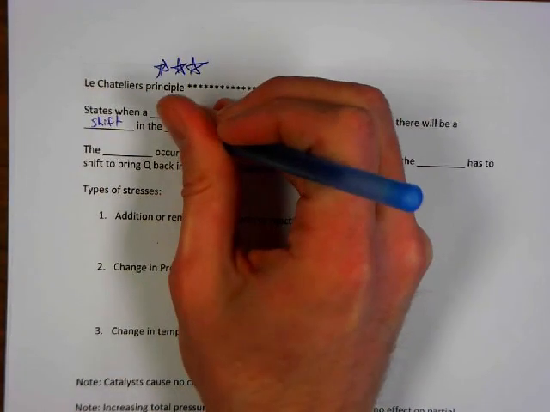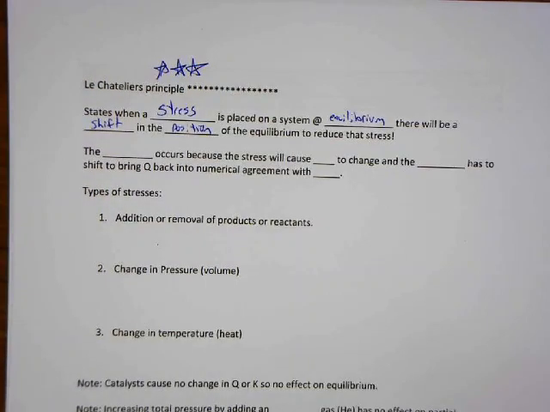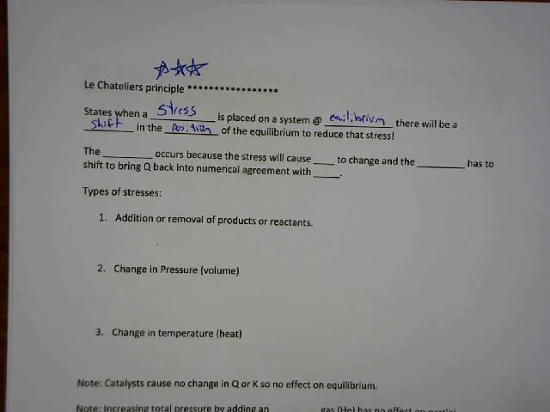Anyways, when a stress is placed on a chemical equation or a system at equilibrium, so it's at equilibrium and now I'm going to put a stress on it, there will be a shift in the position of the equilibrium to reduce that stress. So just like us, chemistry wants to do the same thing. It wants to reduce the stress. It's going to take the least restrictive path. It wants to do the easy thing.